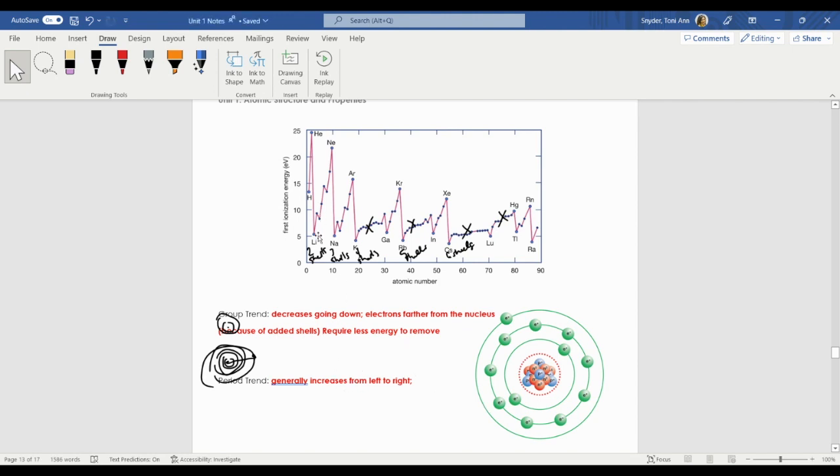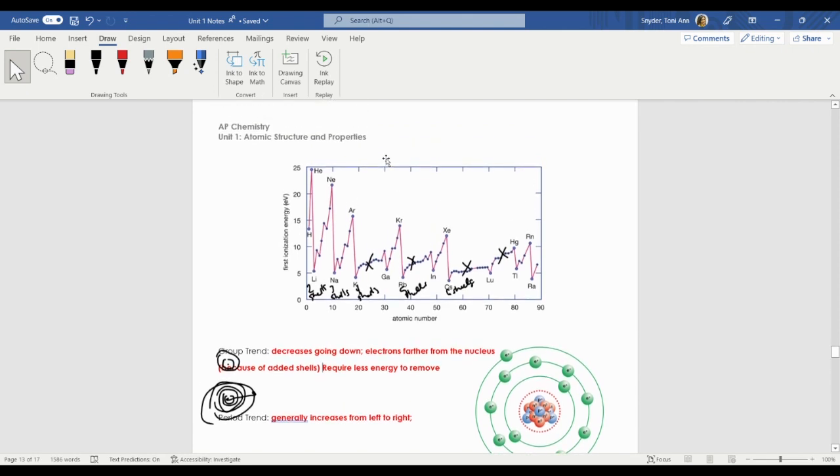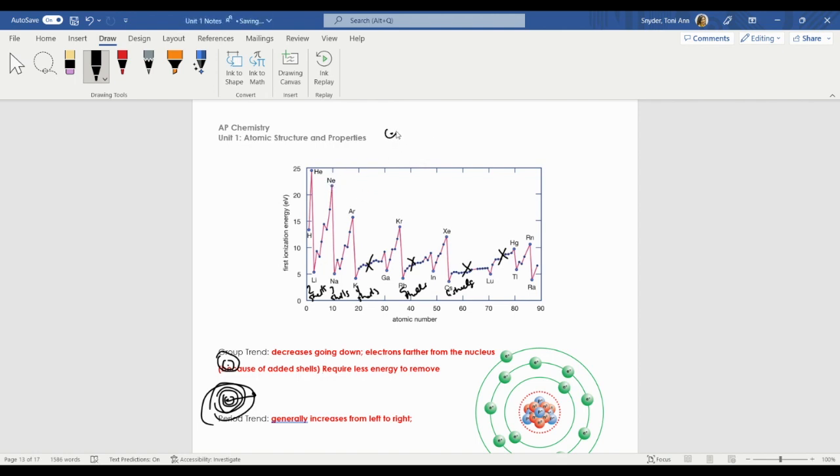Generally increases from left to right. So let's talk about generally first. We'll forget about the anomalies for now. As we go across, I'm going to draw another picture up here so I could see. So let's do from lithium to neon. Here's lithium. It's got 1, 2 shells around it. Beryllium also has 2 shells around it, but that nucleus is stronger, it gains an additional proton. So it's got an additional proton there.